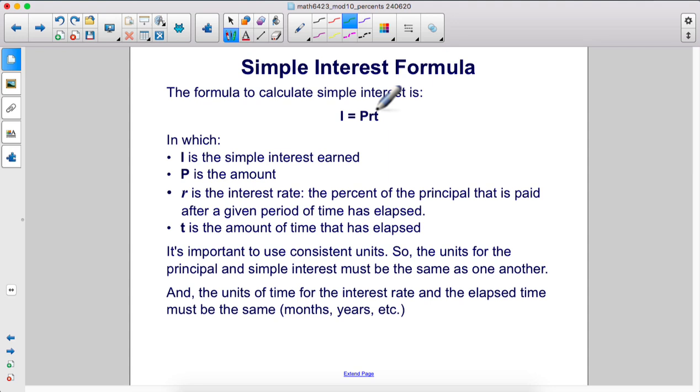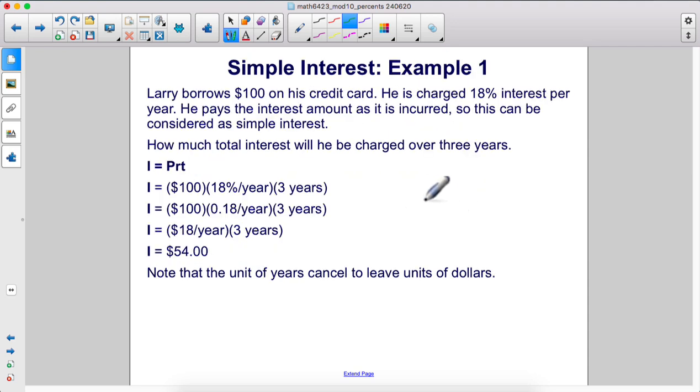It's important to use consistent units, so the units for the principal and simple interest must be the same as one another, and the units of time for the interest rate and the elapsed time must be the same: months, years, etc. Larry borrows $100 on his credit card. He is charged 18% interest per year. He pays the interest amount as it is incurred, so this can be considered as simple interest. How much total interest will he be charged over 3 years?